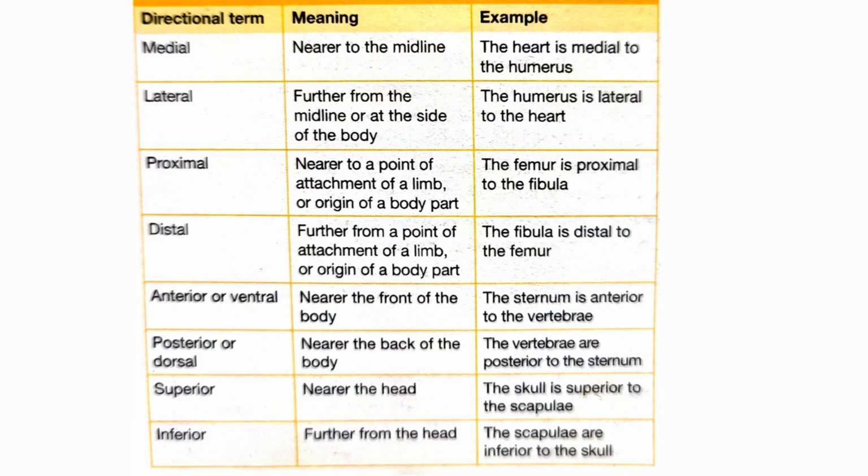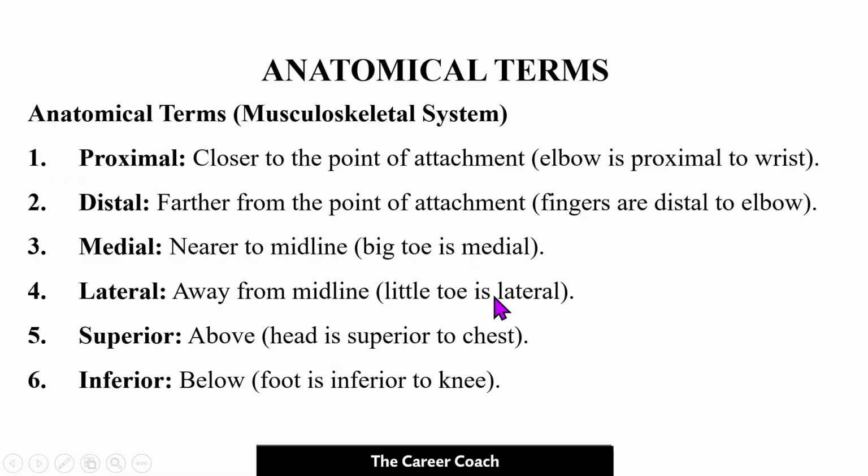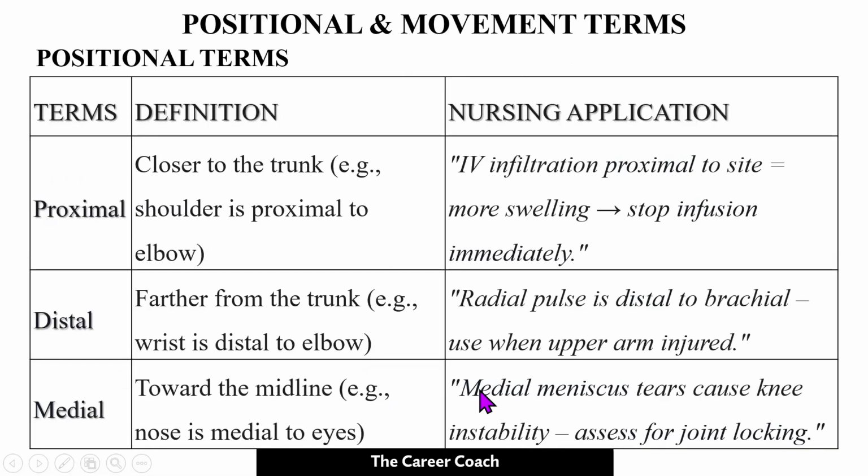4. Lateral. Lateral means away from the midline. Example, the little toe is lateral. 5. Superior. Superior means above. For example, the head is superior to the chest. Number 6. Inferior. Inferior is below. For example, the foot is inferior to the knee. In a nutshell, we look at positional terms and how they can be used in nursing application.